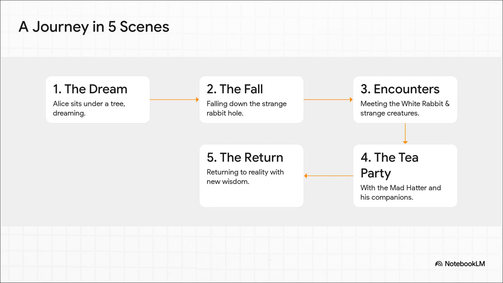So, this is it. This is the artist's 5-scene roadmap. It starts off all peaceful with the dream, then boom, it plunges right into chaos with the fall. The middle is all about those strange encounters and, of course, the legendary tea party, before it all wraps up with the return to reality. You can already see that classic story arc taking shape, can't you? Each one of these steps is like a crucial pillar holding the whole narrative up.